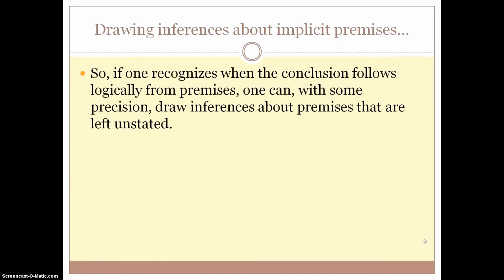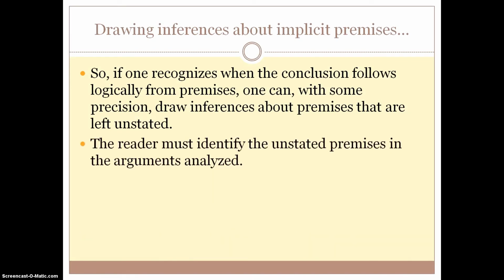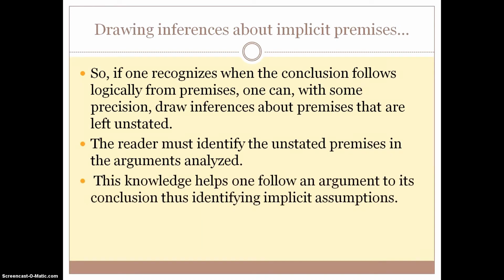So drawing inferences about implicit premises is important, and here's why. If one recognizes when the conclusion follows logically from premises, one can, with some precision, draw inferences about premises that are left unstated. And remember that we want to get to those unstated premises in any kind of debate or argument. The reader must identify the unstated premises in the arguments analyzed, and then this knowledge helps one follow an argument to its conclusion, thus identifying any implicit assumptions that are being made within that argument.